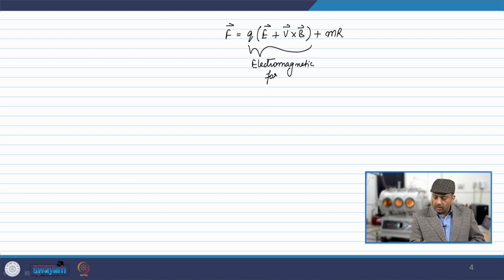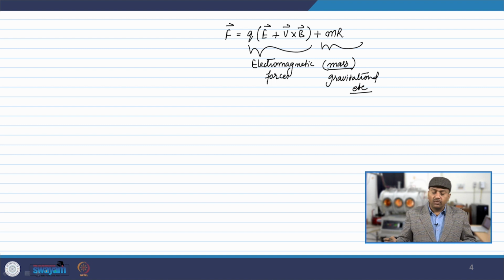Electromagnetic forces. This one is the forces by virtue of the particle's mass, basically mass is the factor here, such as the gravitational force, etc. Right. So, is there any other type of force which can be thought of? Maybe at this moment, no. So, we have all the different types of forces which can influence the particle's trajectory.